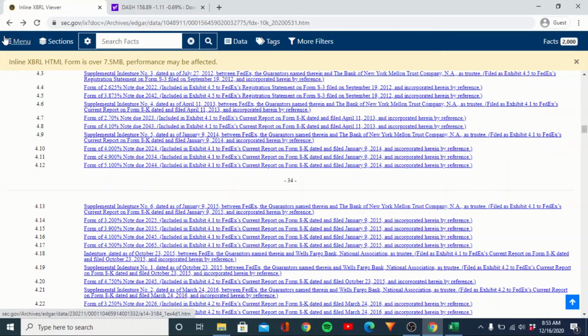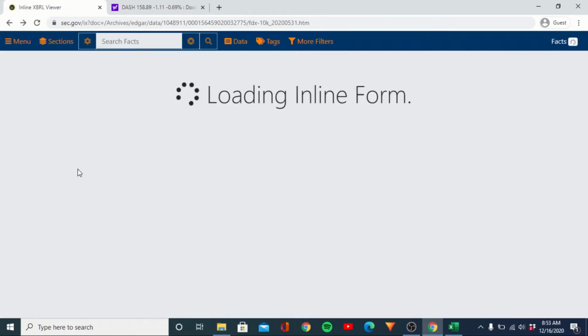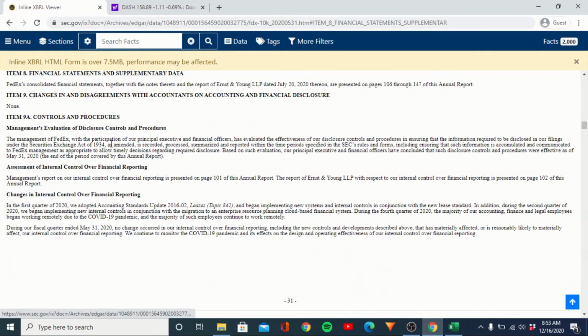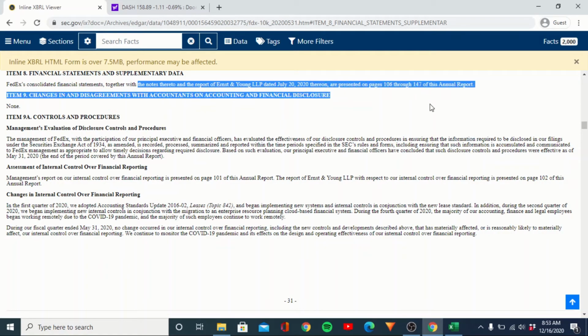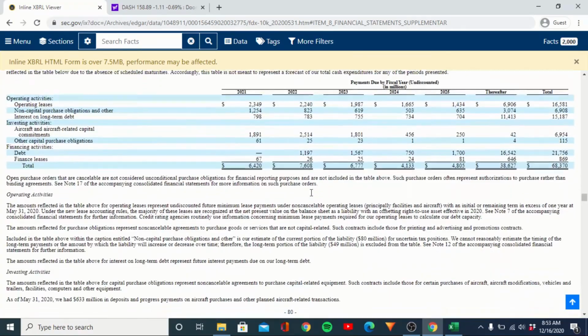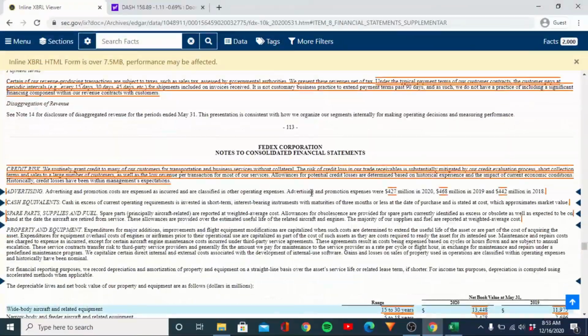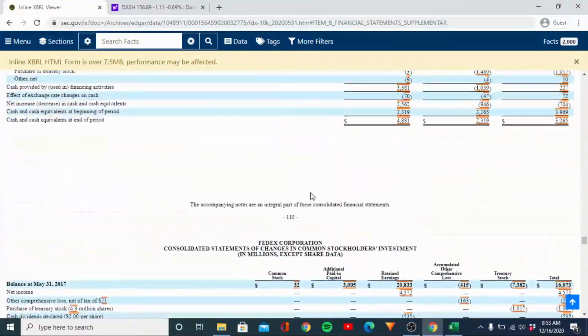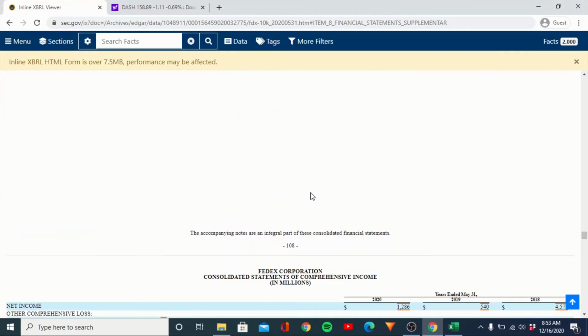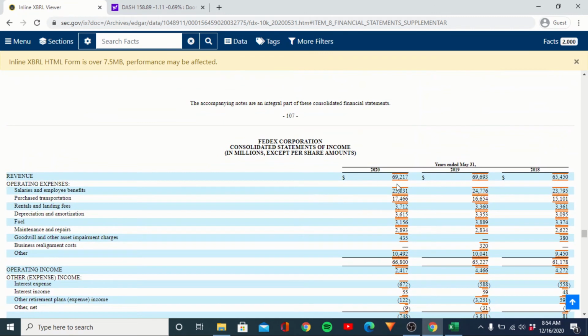Okay, come on, FedEx. Financial statements, there we go. 106. Net income, is this revenue? Revenue. 70 billion in revenue.